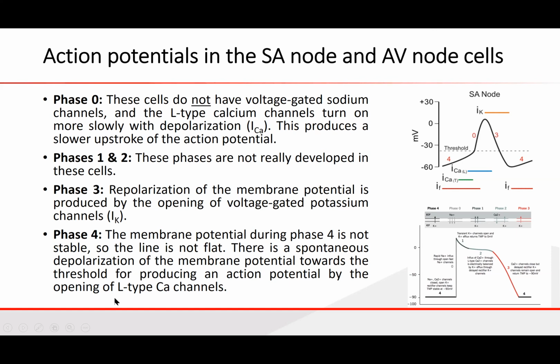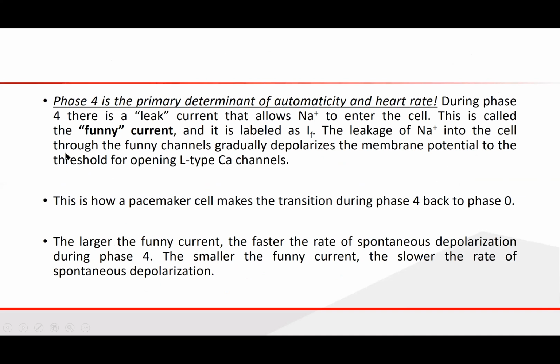And what is responsible for this instability of the membrane is the funny current. During phase 4, there is a leak of sodium ions entering the cell, which is called the funny current and is labeled as IF. The leakage of sodium into the cell through the funny channels gradually depolarizes the membrane potential to the threshold for opening L-type calcium channels, and hence another action potential is triggered, and so on. And this is the primary determinant of automaticity and heart rate. And this is how pacemaker cells make the transition during phase 4 back to phase 0, and so on.